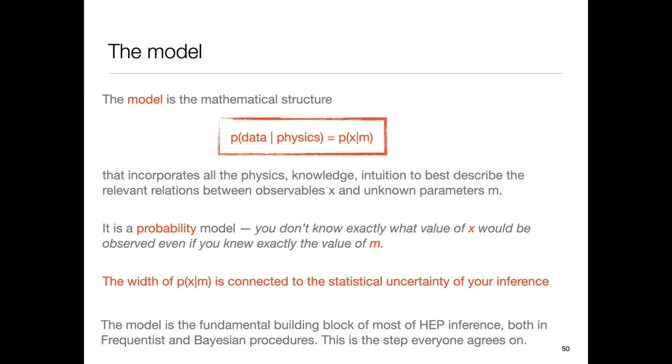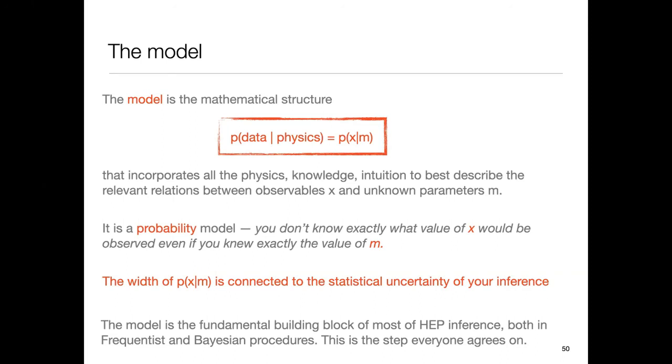Okay? So the model incorporates all the physics, knowledge, and intuition to best describe the relevant relation between the observable X and the unknown parameter M. And you have to remember that this is a probability model. So in plain English, this means that you do not know exactly what value of X will be observed, even if you knew exactly the value of M.